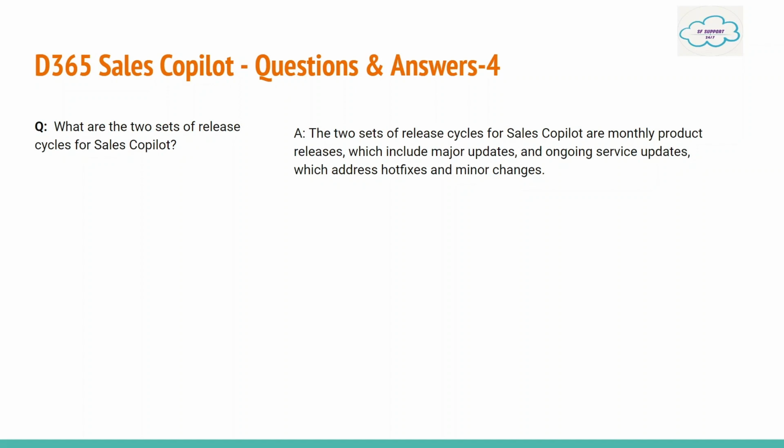Next question, what are the two sets of release cycles for Sales Copilot? Sales Copilot has monthly product releases, which include major updates and ongoing service updates, which address hot fixes, minor changes, or any security fixes.